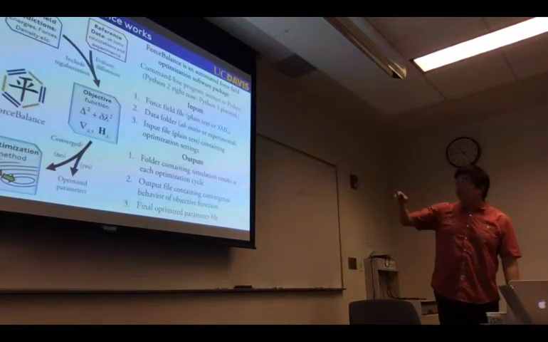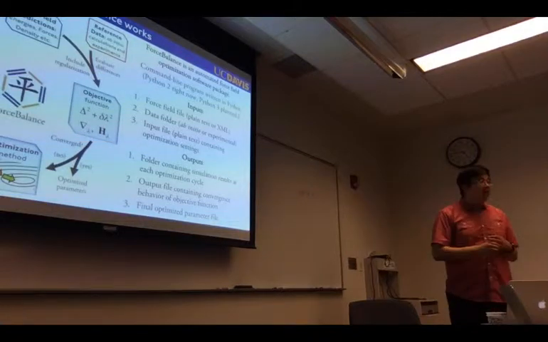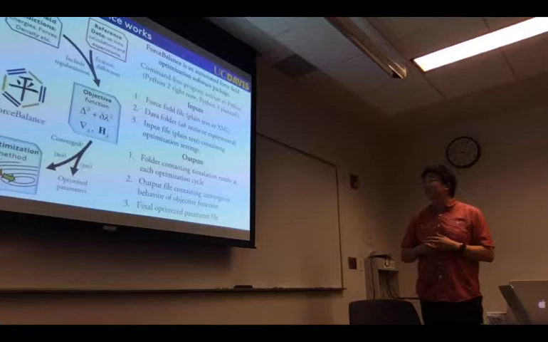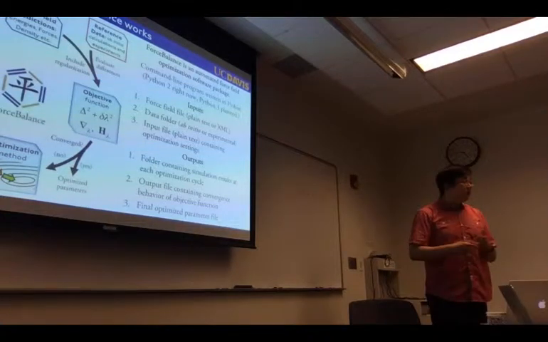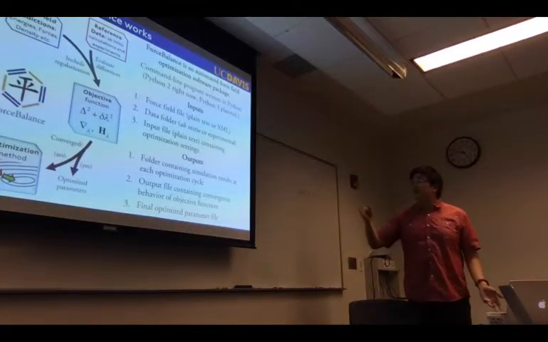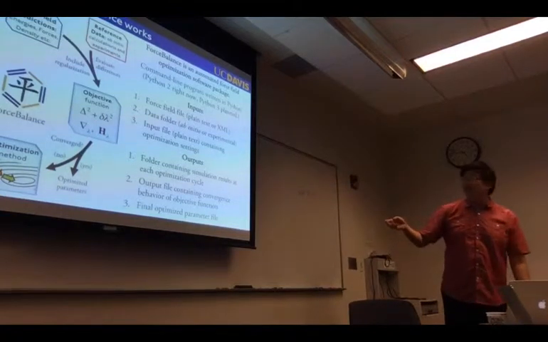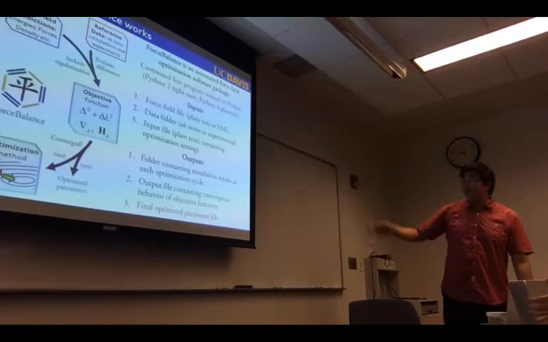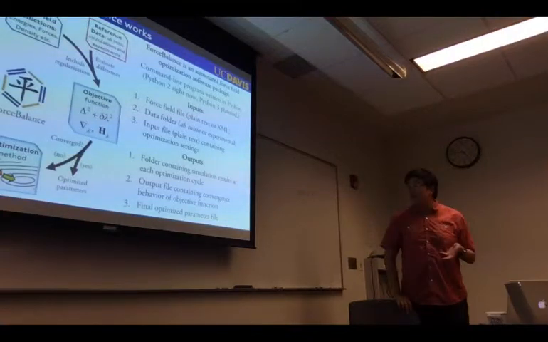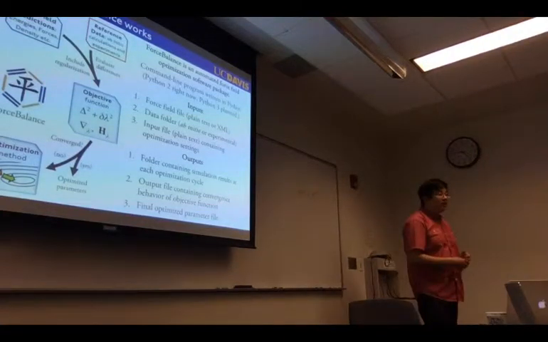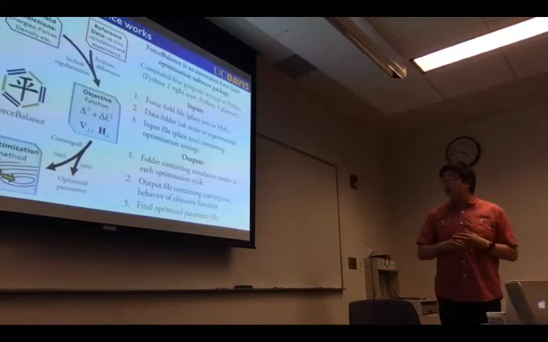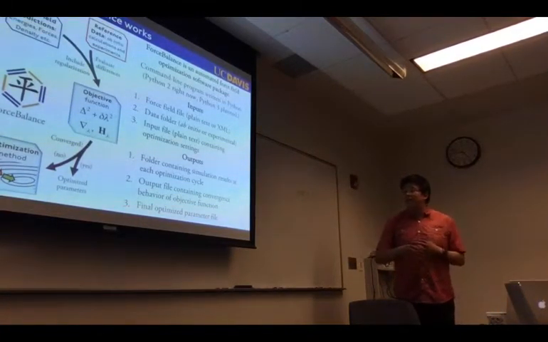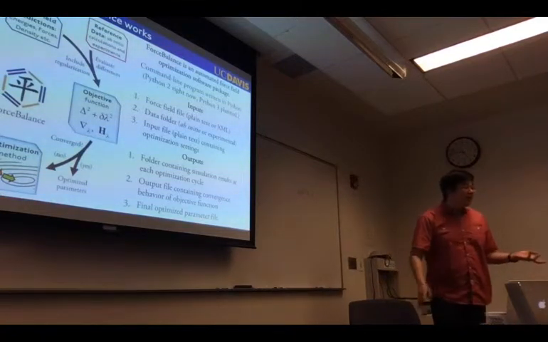You also have a data folder, which can include multiple data sets that can go into a single objective function. This can either be ab initio data or experimental data. And there's also an input file containing the settings of the optimization. And then when ForceBalance runs, it produces some outputs. At every optimization cycle, it will give you a folder containing current parameter values and simulation results. It'll produce an output file containing the convergence behavior of the objective function, and at the very end, it'll give you a final optimized parameter file.